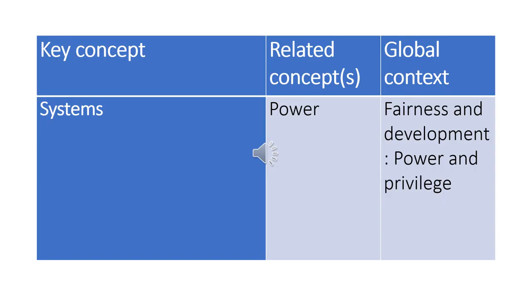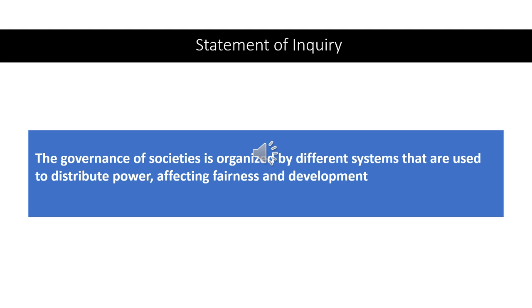The key concept of this unit is systems, and the related concept is power, and the global context is fairness and development, power and privilege. The statement of inquiry is: the governance of societies is organized by different systems that are used to distribute power, affecting fairness and development. We're going to think about this statement of inquiry, and we will consider factual questions, conceptual questions, and a debatable question.